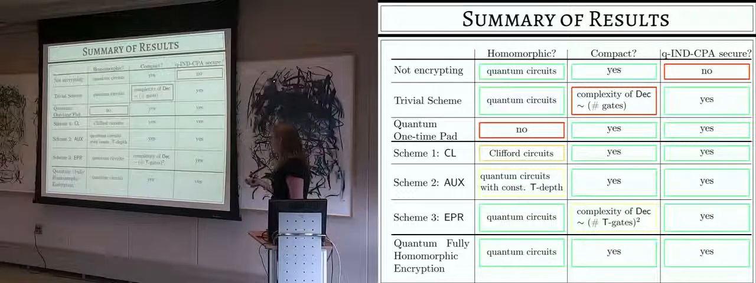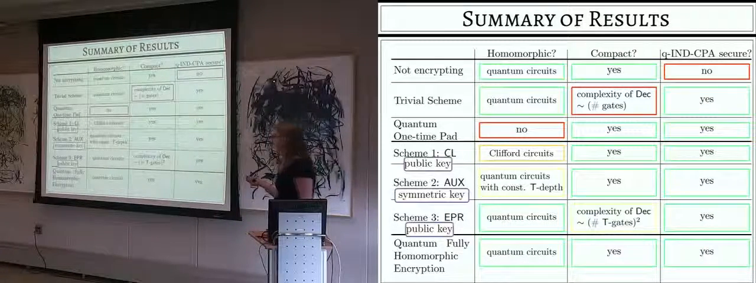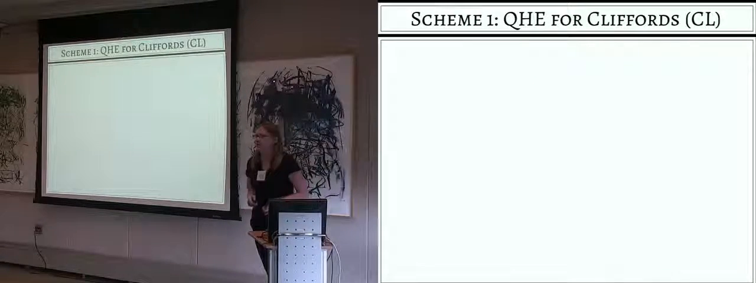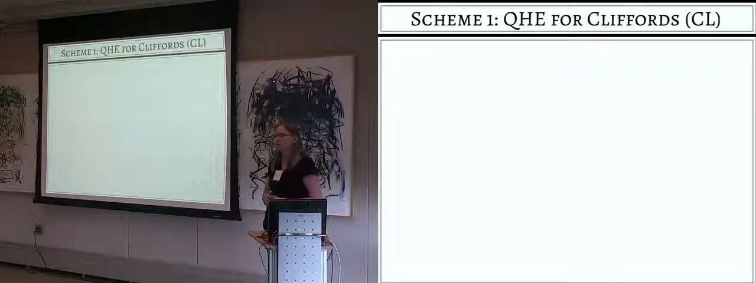Okay, and one final remark. Our first and third schemes are public key, and our second scheme is symmetric key. Okay, so now I'll just talk briefly about our schemes. So the first scheme, as I mentioned, is homomorphic for the class of Clifford circuits.